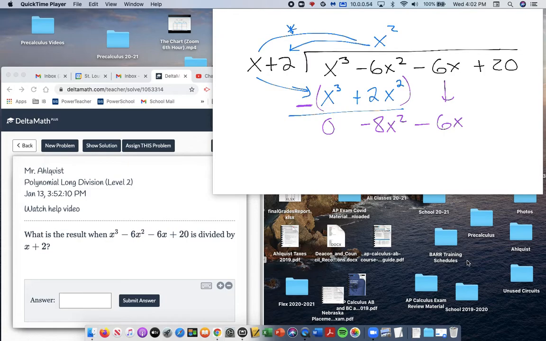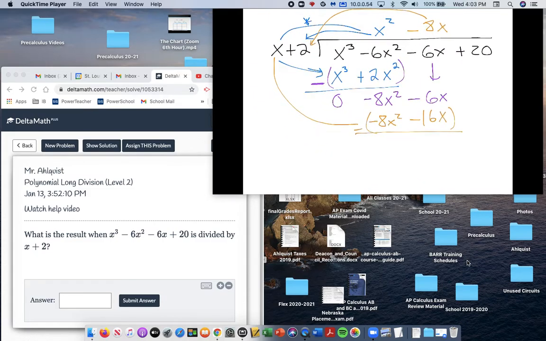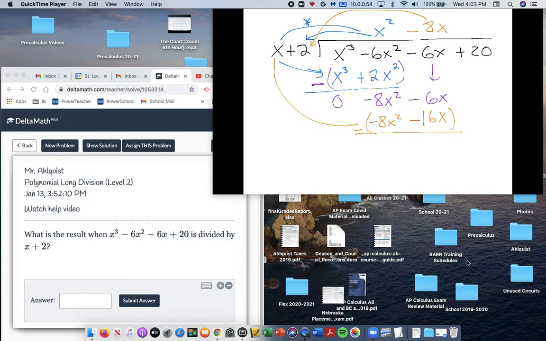What do we have to multiply this x by to get negative 8x squared? Hopefully you go, oh, well, we have to multiply it by negative 8x. But then we also have to take this negative 8x and multiply it by this 2 to get negative 16x. And we're going to subtract these. Notice if we subtract these, we get 0 on the first one.